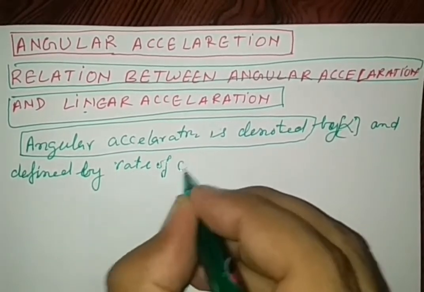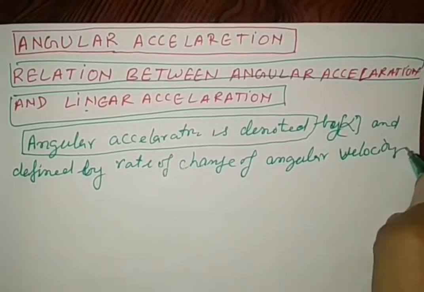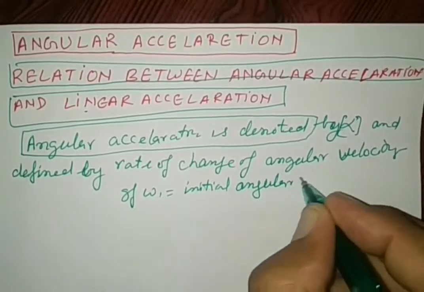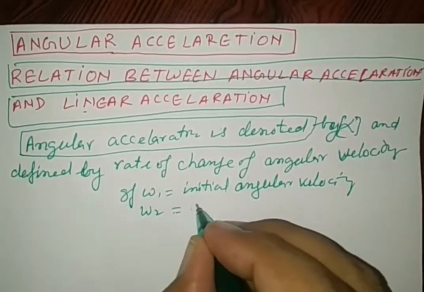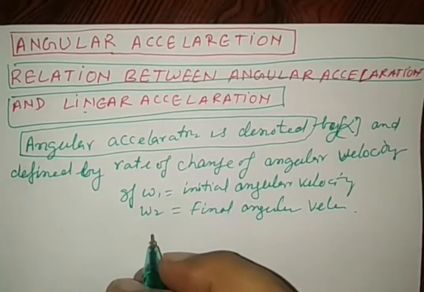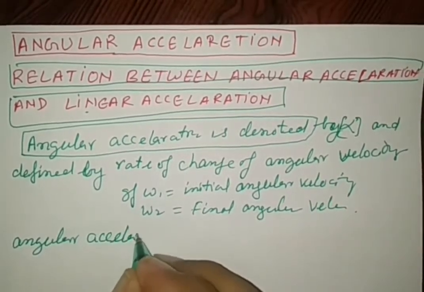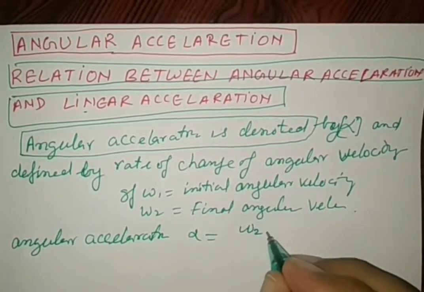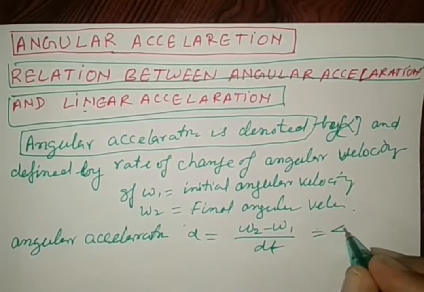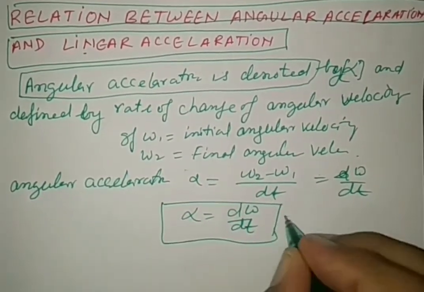rate of change of angular velocity. If omega 1 is the initial angular velocity and omega 2 is the final angular velocity, then angular acceleration alpha can be written as change in velocity by time, or we may write delta omega by delta t, or alpha is equal to d omega by dt. We may represent this as equation number 1.